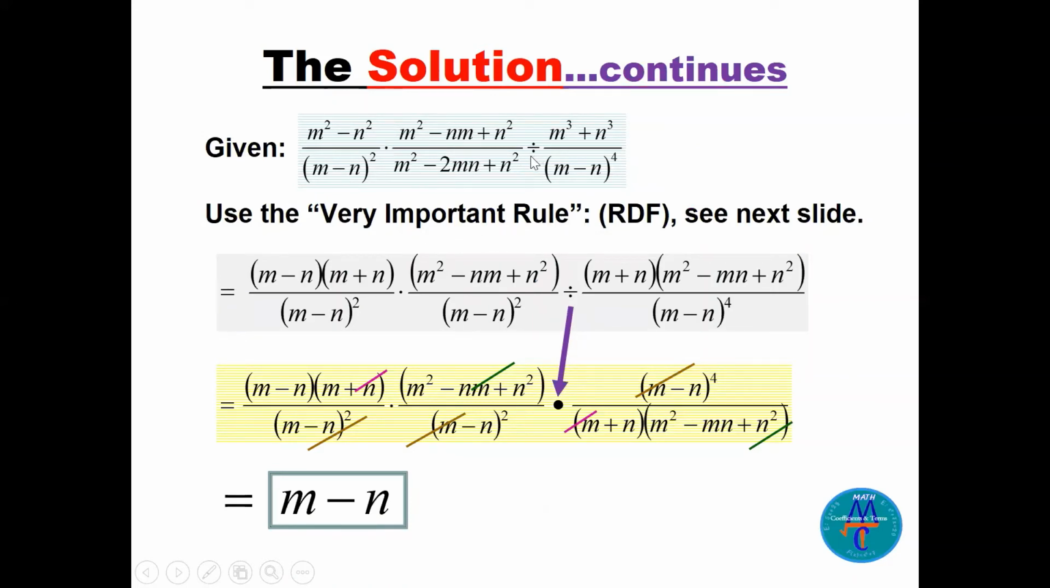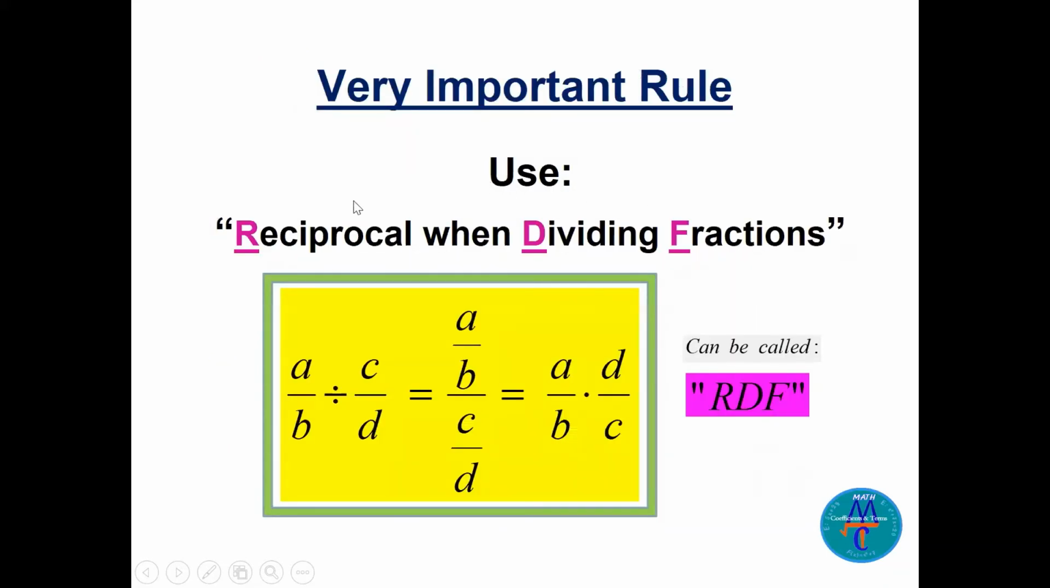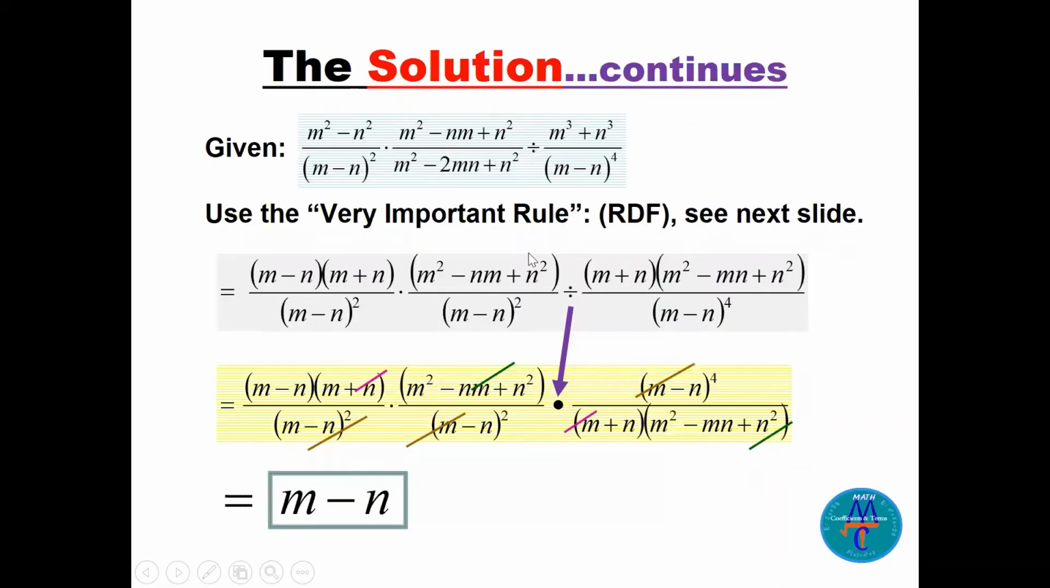Here we have to divide fraction by fraction, so we have to use the very important rule, RDF. It will be on the next slide. I will show it to you now. RDF means reciprocal. Use the reciprocal when dividing fractions. So we have A over B divided by C over D. We can write it like this. So use the reciprocal of the denominator here. C over D becomes D over C. When dividing the fractions, you can call it RDF, reciprocal dividing fractions, or you can call it division of two fractions. Let's go back to our question.